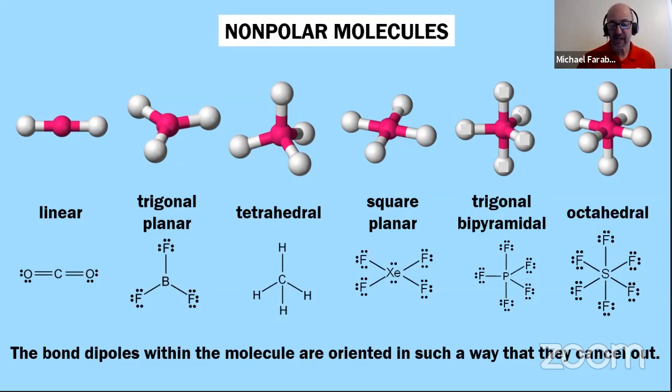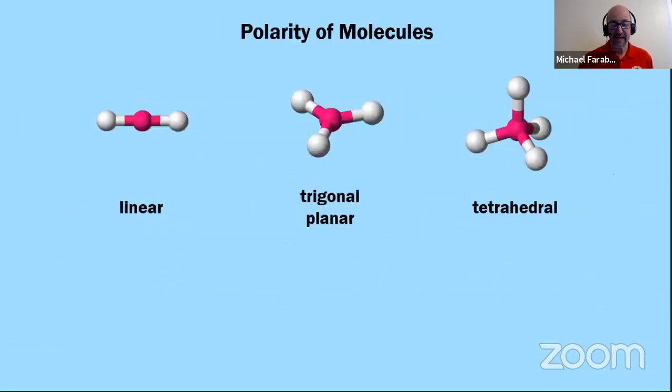Again, because of symmetry would not be a sufficient answer. Because the bond dipoles are oriented in such a way that they cancel out is a more complete explanation of why these molecules are nonpolar. Now, let's focus on linear, trigonal planar, and tetrahedral. Some students will tend to extrapolate what I just said on the previous slide and say that anytime a molecule is linear, trigonal planar, or tetrahedral, it should be nonpolar.